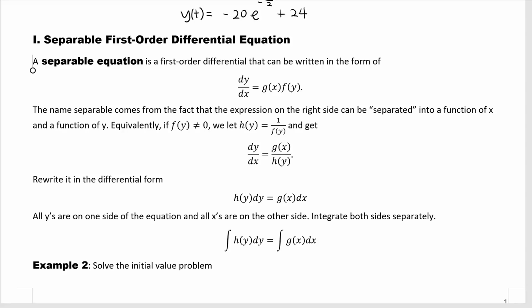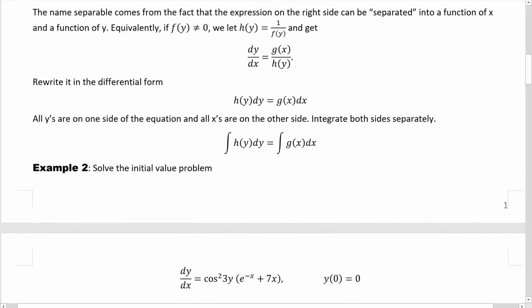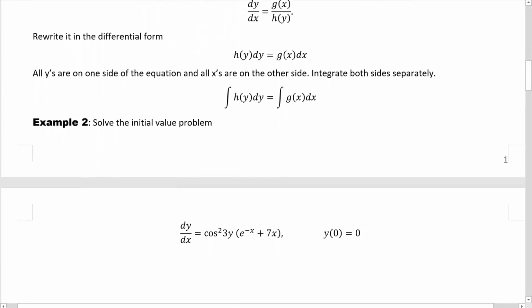So on the right hand side we can separate the function of x and the function of y. And furthermore, if f of y is not 0, we can divide both sides by f of y, and then we can move the y to the left hand side. All the y are on the left hand side, all the x are on the other side. Then we can integrate both sides separately. Okay.